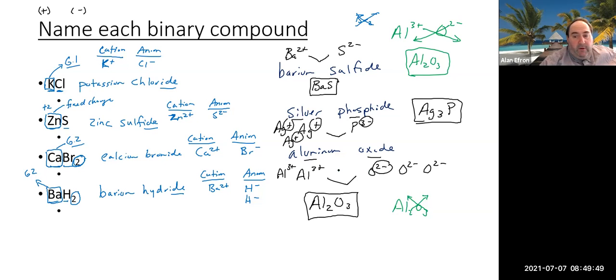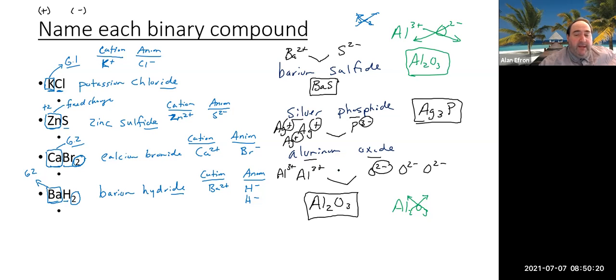And that does work 90-ish% of the time. So it does not work 100% of the time. There are a lot of situations where, if you do the crossover move like that, you will get the wrong charges and the wrong formulas. It does work a good majority of the time, but it's definitely not 100% of the time. So if you learn the crossover move, you should be cautious and make sure you actually look at it.